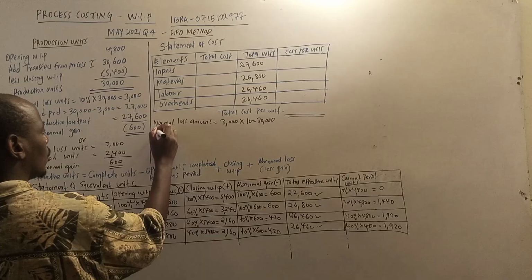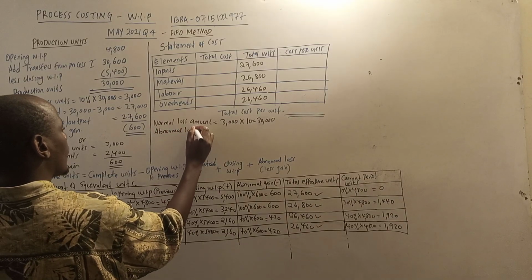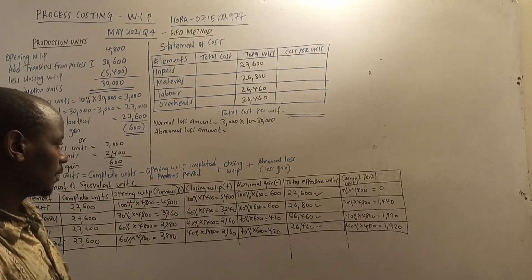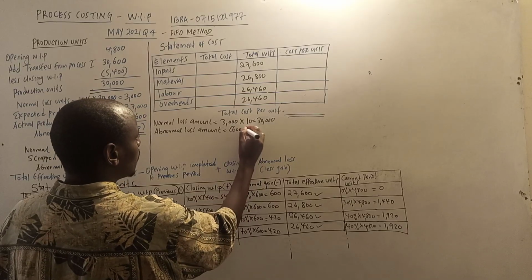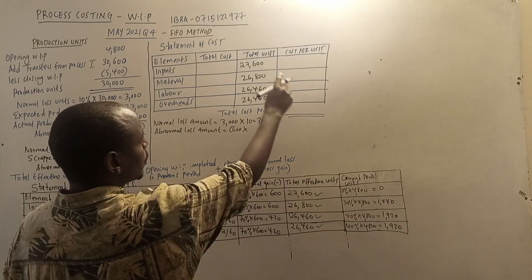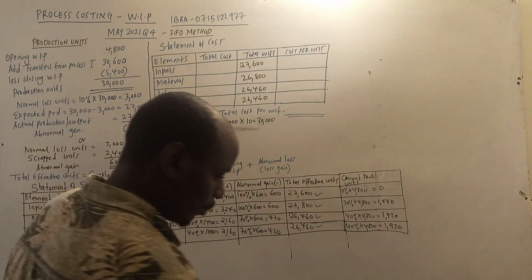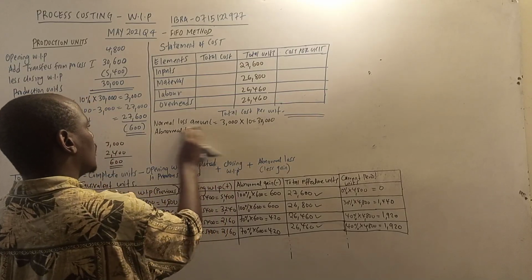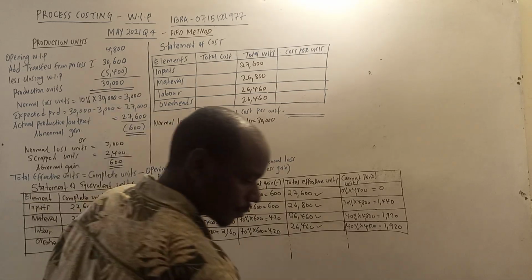Also, abnormal loss amount. So we have it here, 600. So 600 goes with the cost per unit. Now we need to compute cost per unit. So before we compute the abnormal loss, we need to compute cost per unit for each.